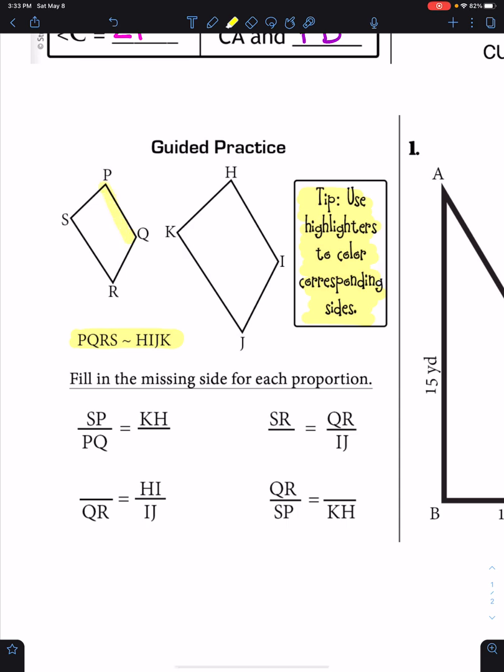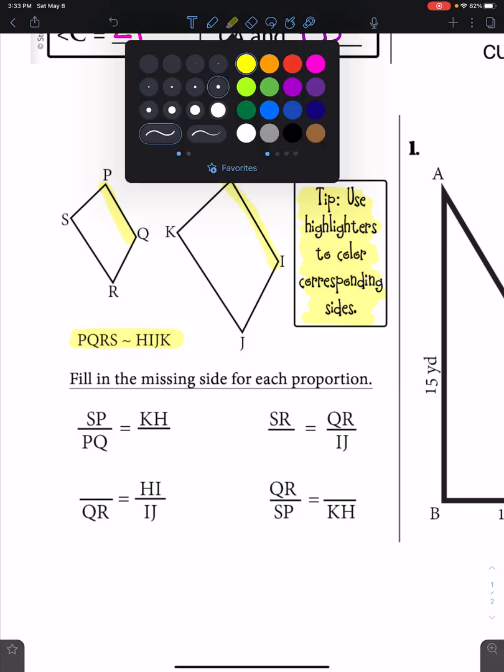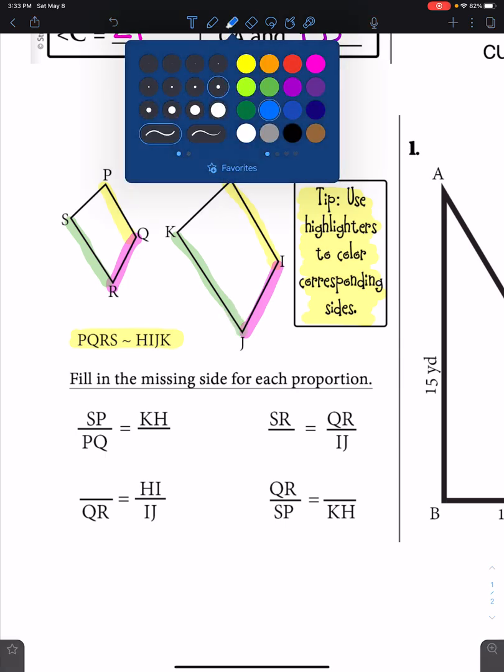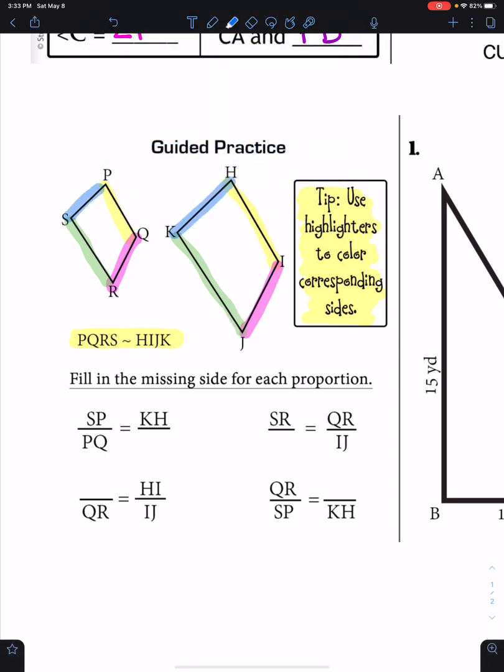So PQ corresponds with HI, and QR corresponds with IJ, SR corresponds with KJ, and lastly, SP corresponds with KH. So now I can just go ahead and answer these questions down here. It says that SP, which is blue, goes with PQ, which is yellow. So KH, which is blue, must go with the yellow in the other shape.